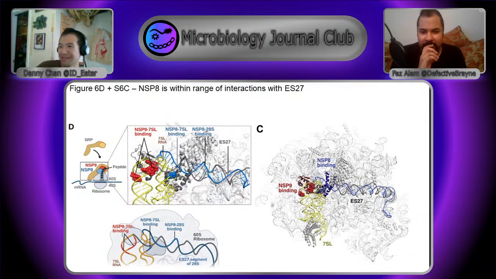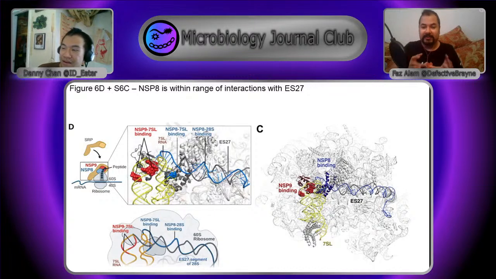So there's the mRNA that we're going to make, there's the ribosome, there's the signal recognition particle, and then there's the nascent peptide coming out. All of those things have to be coordinated to get proper protein trafficking. And SARS-CoV-2 messes all that up with NSP8 and NSP9, at least that's their hypothesis, because they bind these areas that are basically at the juncture of all the things that are coming together.